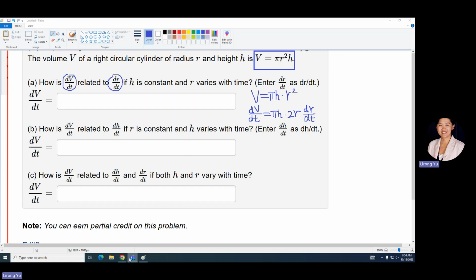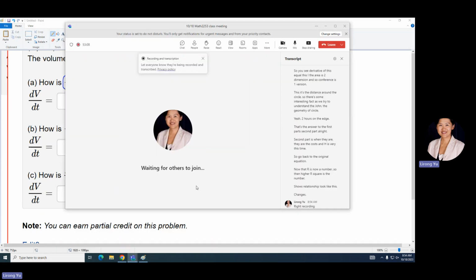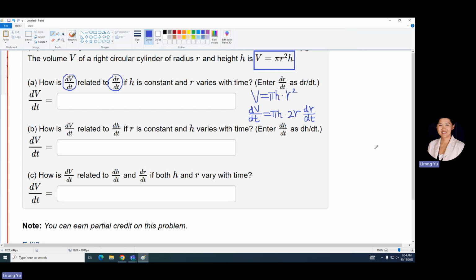Right. Recording. Feel like I clicked on some key. All right. So I'm going to change the color of the presentation.